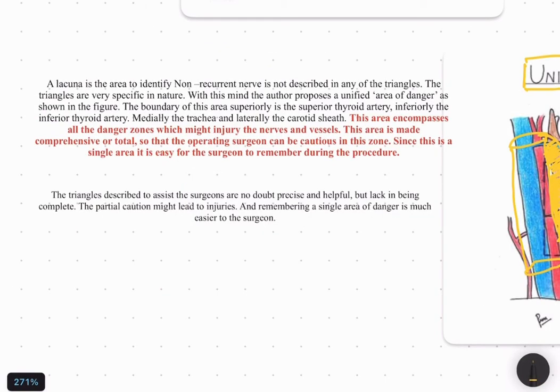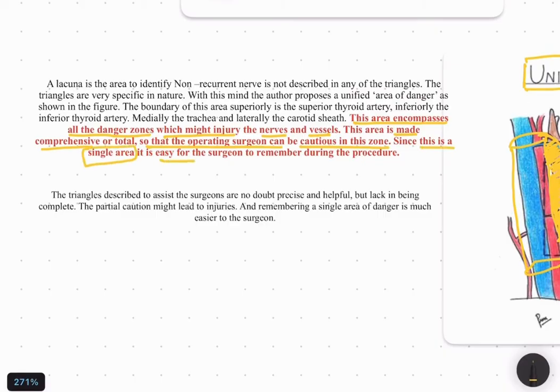You can see that this area encompasses all the danger zones which might injure the nerves or vessels. This area is made comprehensive so that the operating surgeon can be cautious in this zone, since this is just a single area.